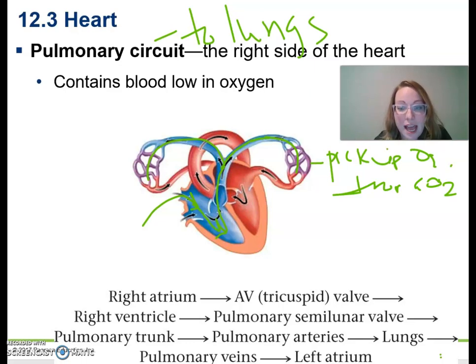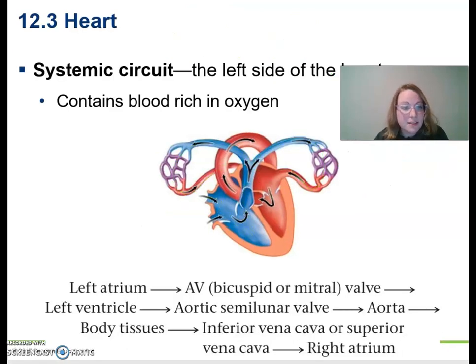Okay, and now we're going to head back to the heart. So returning, we've got veins. So it's the pulmonary veins that then lead into the left side of the heart, into the left atrium. Okay. Does that make sense? So go through this on your own, practice it, rewatch what I just said until you can say it on your own. Okay. Now let's look at the systemic circuit.